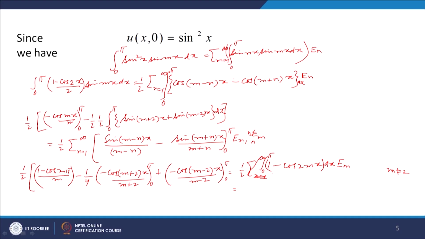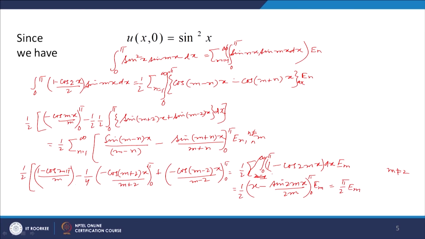So, we will have the integral x minus sin 2mx divided by 2m from 0 to pi, and this is half here, into Em. What do we notice? At x equal to pi, we have pi by 2 into Em. This term becomes 0 at pi, and both the terms become 0 at x equal to 0. So, we have 1 by 2 pi into Em, m is not equal to 2.